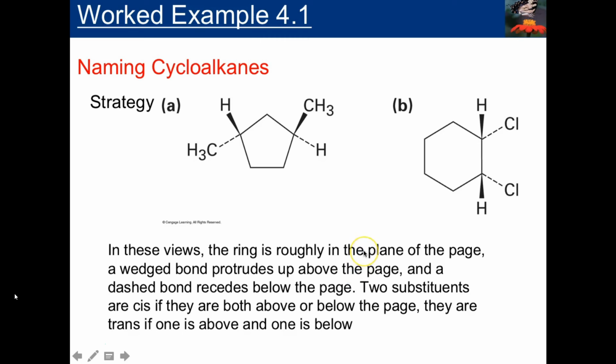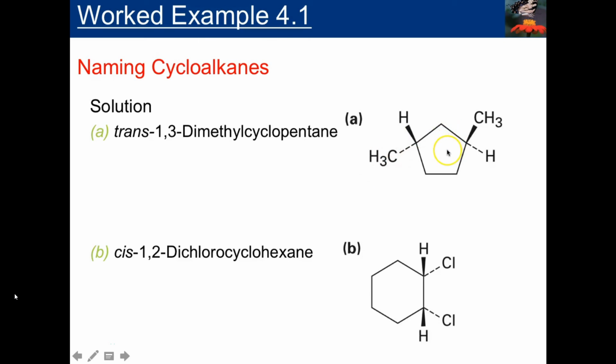Well, we first identify the ring, the 5-membered ring and the 6-membered ring, and we see from the heavy line and the dotted line that this is going above the plane of the ring. Imagine this 5-membered ring is in the screen. This is going above the screen. This is going into the screen. Whereas both of these are going into the screen. So this is trans 1,3-dimethylcyclopentane. This is cis 1,2-dichlorocyclohexane.